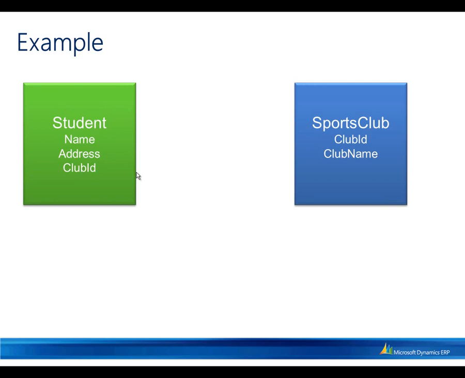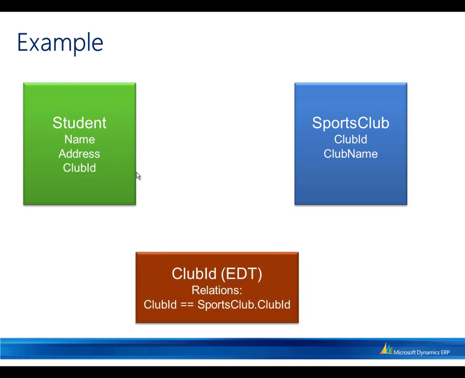The sports club entity has a club name and an identifier for its ID called club ID. Now the way we would relate these two tables in AX 2009 is by defining this club ID EDT, and in the relations node of the club ID, we would say that club ID is the sports club's club ID. By specifying this relation, we were in fact creating this conceptual relationship between the student and the sports club. Let's see how this type of a relationship can be automatically migrated using the EDT migration tool.